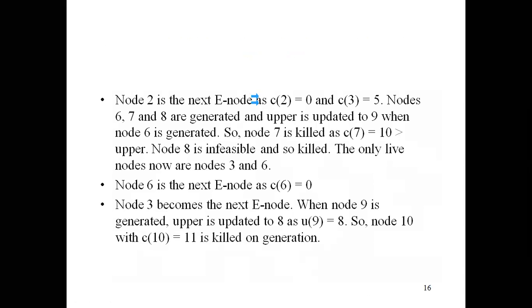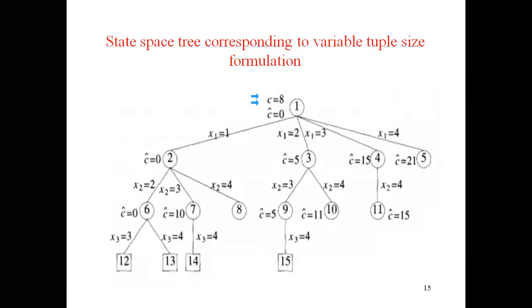So in the LC branch and bound search tree, just observe the figure. We begin with upper equal to infinity and node 1 as the first E node. When node 1 is expanded, nodes 2, 3, 4 and 5 are generated in that order. As in the case of FIFO BB, upper is updated to 14 when node 3 is generated, and nodes 4 and 5 are killed as C of 4 is greater than upper and C of 5 is greater than upper.